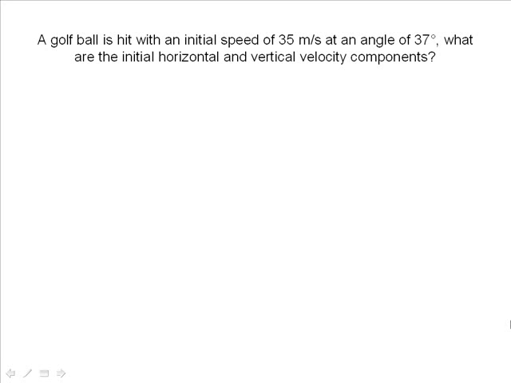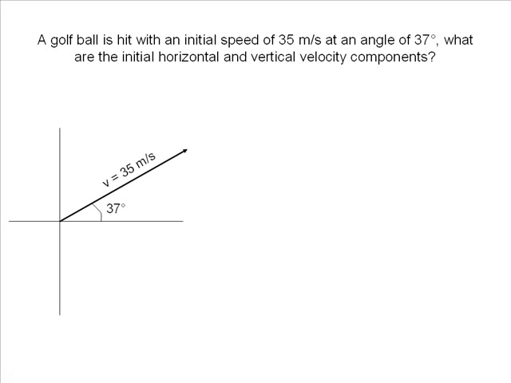A golf ball travels with an initial speed of 35 meters per second at an angle of 37 degrees after being struck. Our goal is to find the horizontal and vertical components of the golf ball's velocity. Let's represent our velocity vector with an arrow. We can see that the velocity is in the first quadrant.